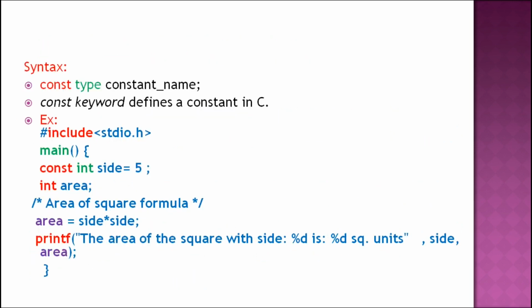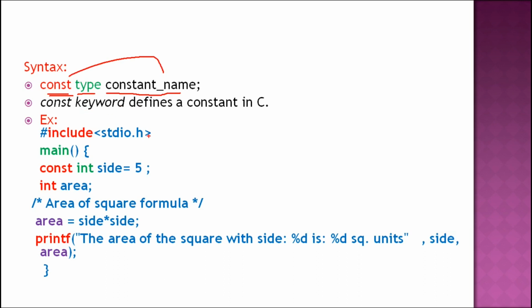And if you see here the syntax for the constant values, the constant is represented by const, and after that the data type, and then we give the constant name here.